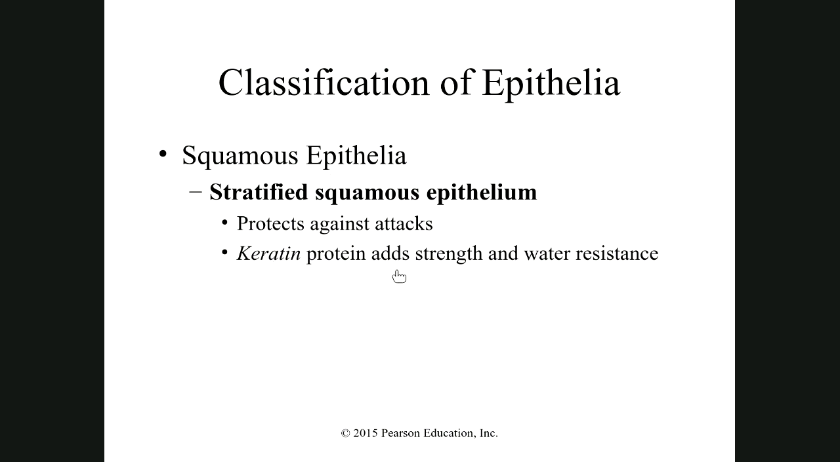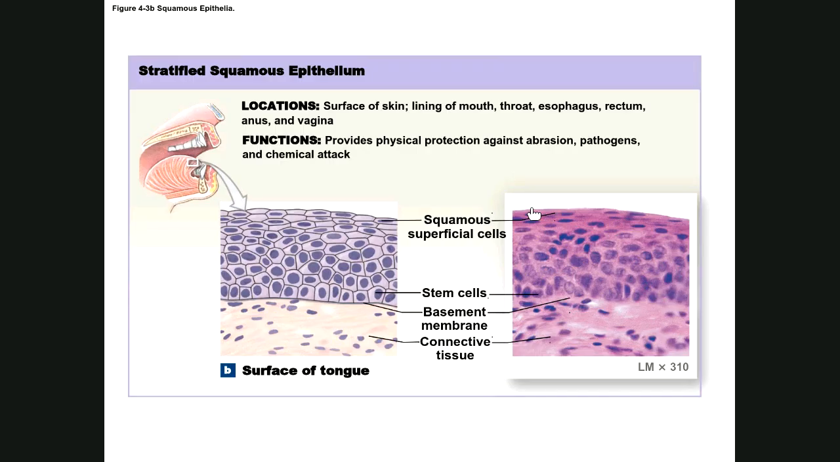Stratified squamous keratinized, particularly skin, is to provide us protection and prevent water loss, if you will. Stratified squamous, you guys might see it in the lab. It's part of the mouth, rectum, vagina, anus, and also the skin. That's easy to identify. The skin might be keratinized, or the other one is not keratinized.